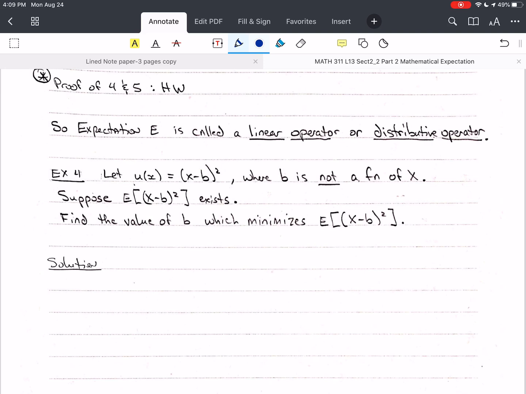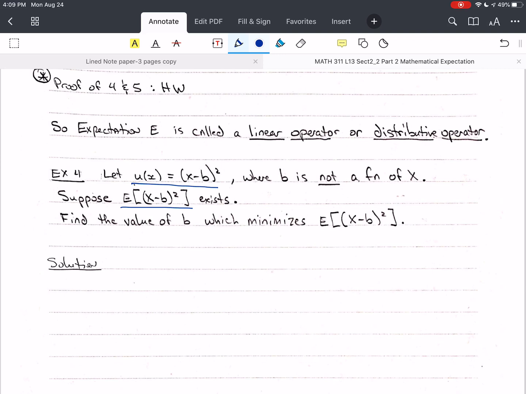So let's do another example. Let u of x be (x minus b) squared, where b is not a function of x. So we're not saying that b is a constant, but we are saying that it doesn't have x. It's not a function of x. So let's say that this exists. The expectation of (x minus b) squared exists. We want to find the value of b which minimizes this quantity.